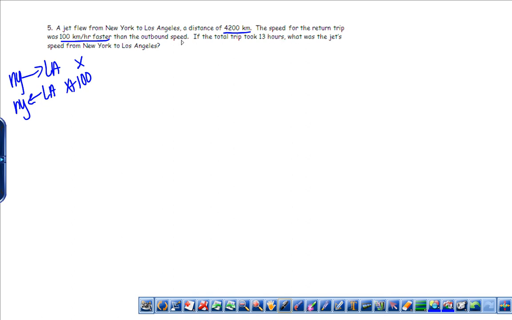Then the outbound speed. If the total trip is 13 hours, so no matter what, it's 13 hours, what is the jet speed? All right, so what I'm looking at here is I am going to use distance equals rate times time. I'm going to solve for t, so this would be d over t. I'm sorry, d over r is equal to t. And I'm actually going to have two of these.